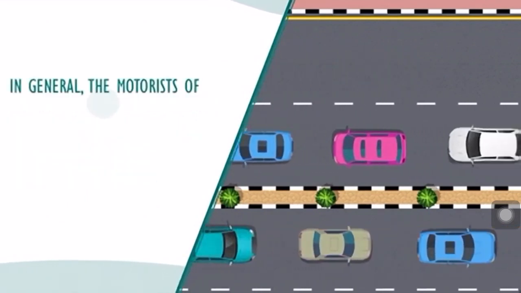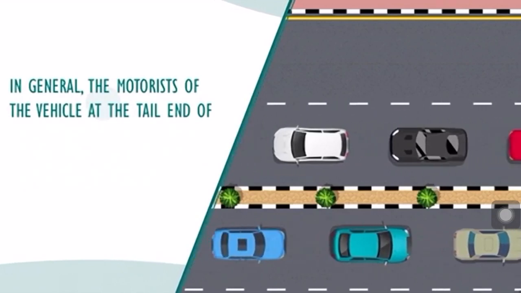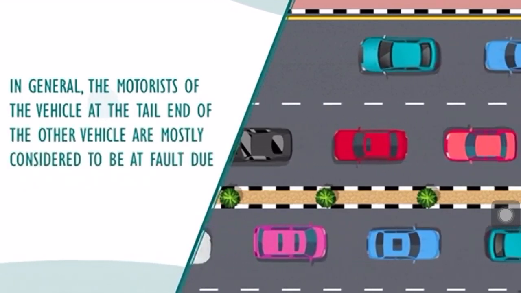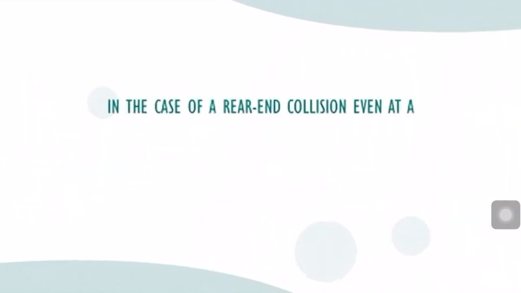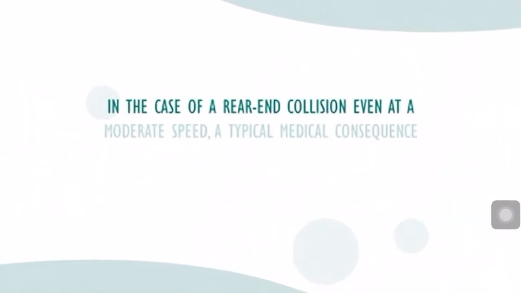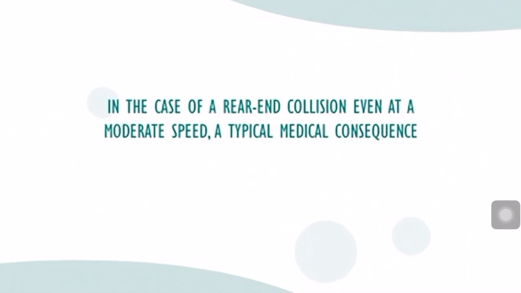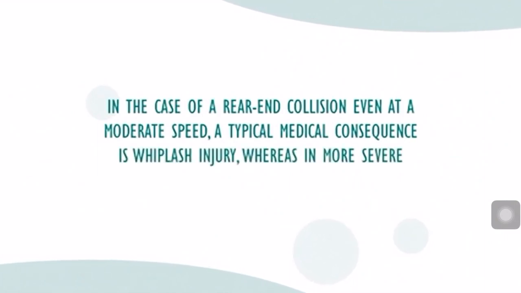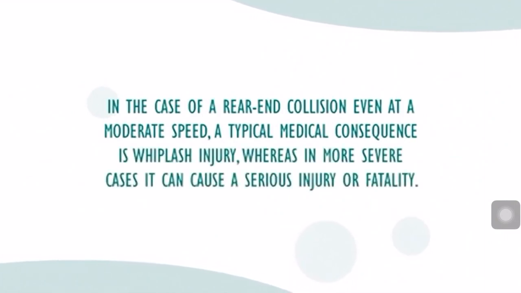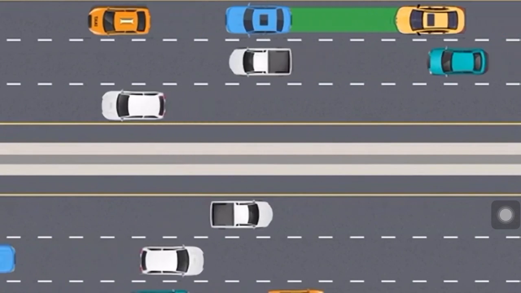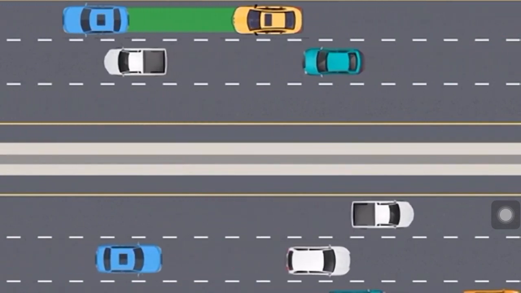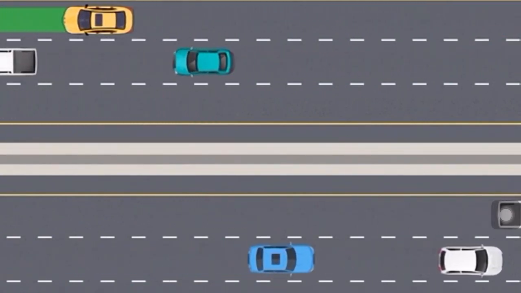In general, the motorists of the vehicle at the tail end of the other vehicle are mostly considered to be at fault due to not leaving enough following distance. In the case of a rear-end collision, even at a moderate speed, a typical medical consequence is whiplash injury, whereas in most severe cases, it can cause a serious injury or fatality. Motorists may avoid rear-end accidents by always driving with appropriate safe distance and attentiveness.